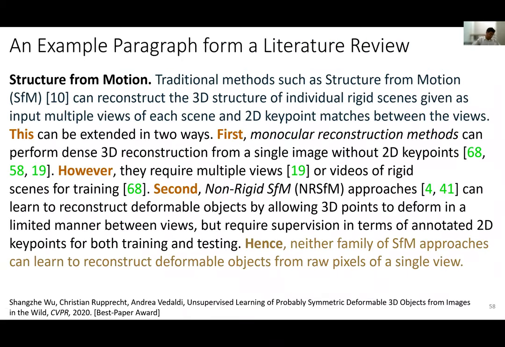This is the CPR best paper award, 2020. And you can see that I took a paragraph from the literature review, so that has this structure: the conclusion, the topic sentence, and these connecting words. It's very easy to follow these things. And then your reviewers and the people who read your thesis or papers will understand your paper because of this. It's very easy to follow your argument.